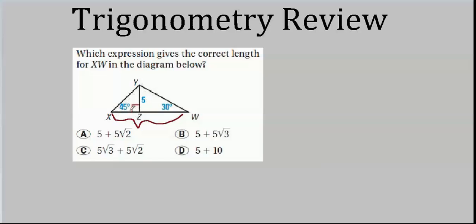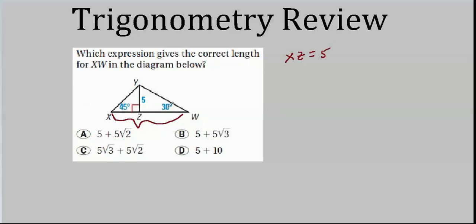So instead of using tangents or any other trig functions, why don't we make use of what we know? And what we know is that if the angles are 45 degrees, we have an isosceles right triangle, which means the legs are the same. So XZ, we can right off the bat write that XZ equals 5.